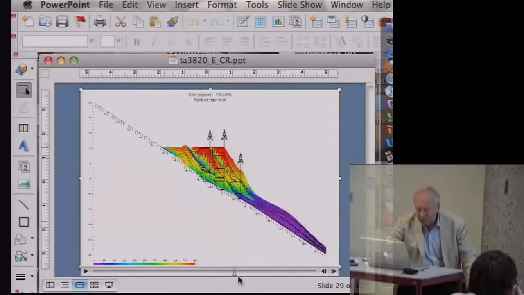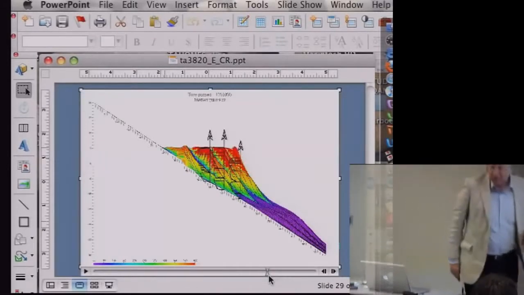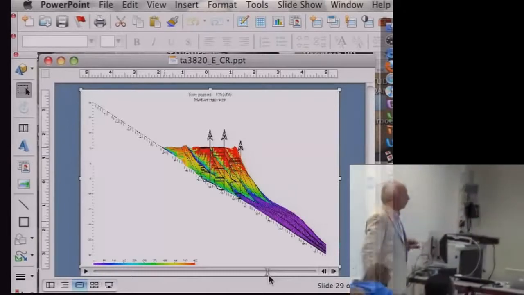We drop the sea level. And then it's rising slowly again, and the sand deposition rises with it. Just a very simple 1D or 2D simulation. What's the end result?